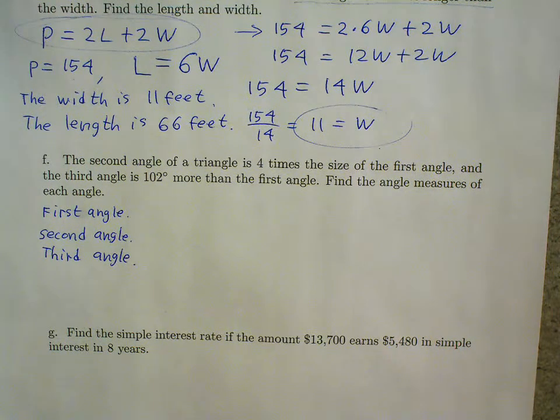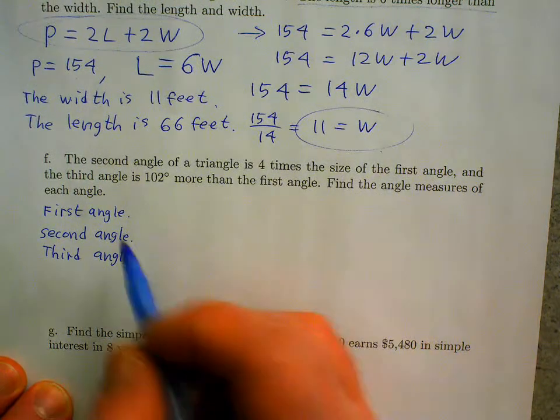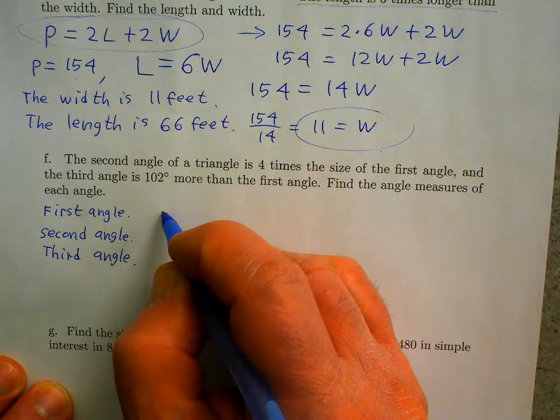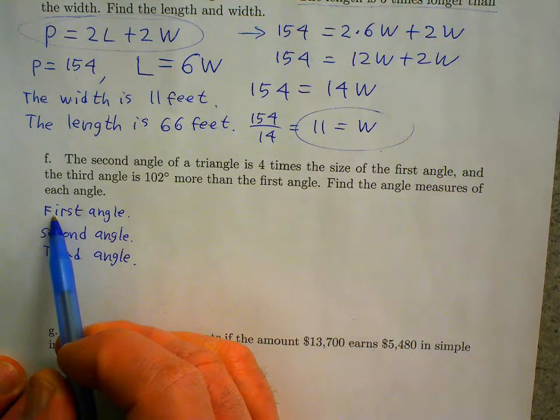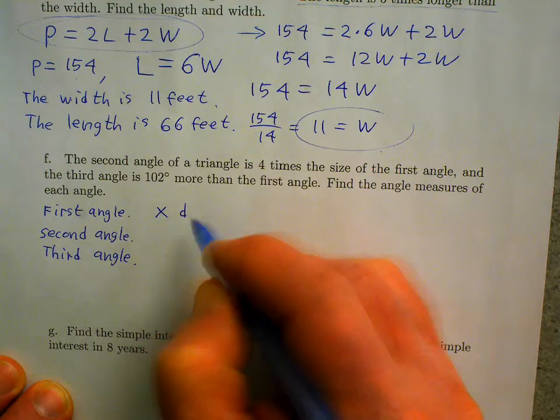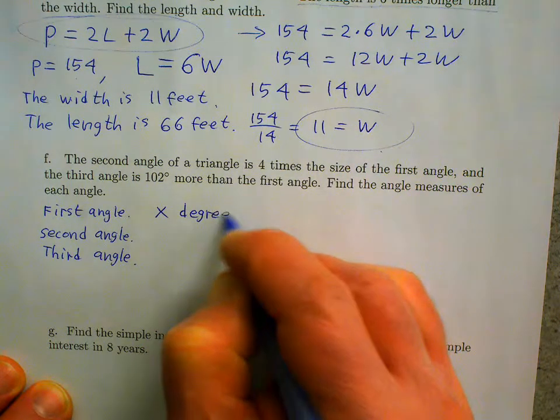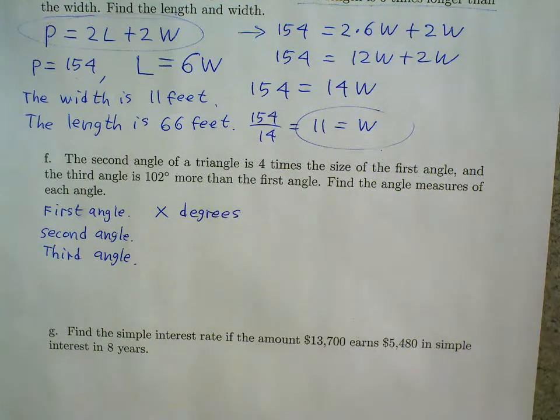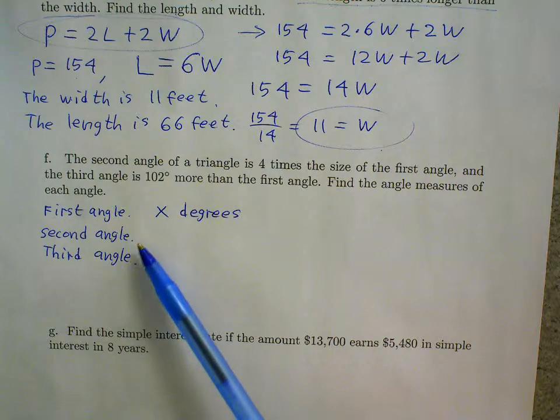Notice that the second angle and the third angle are described in terms of the first angle. So in a case like that, it is often convenient to pick a single variable to represent the first angle. So I'm going to say that the first angle is x degrees. And then using the variable x and the other information, we'll come up with expressions for the second angle and the third angle.